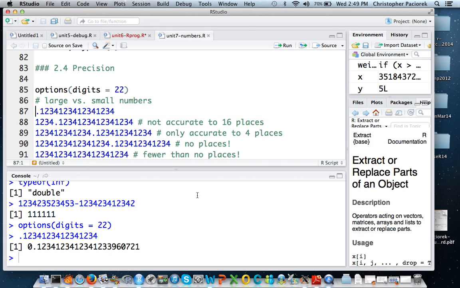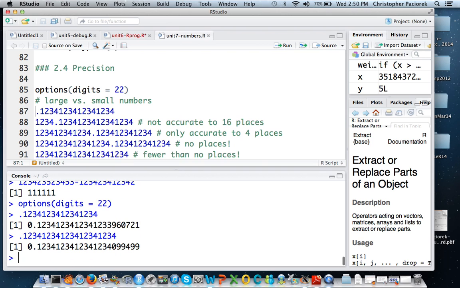Actually, let me do another experiment here. Let me add on another 1, 2, 3, 4 at the end and see what happens. So now I have 5 sets of 1, 2, 3, 4 in here. And I can see basically the same thing: 1, 2, 3, 4, 1, 2, 3, 4, 1, 2, 3, 4, 1, 2, 3, 4, and no more accuracy.